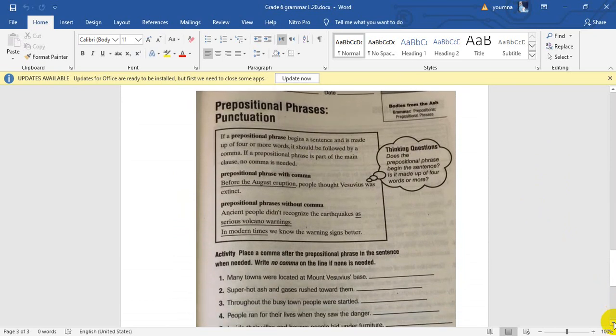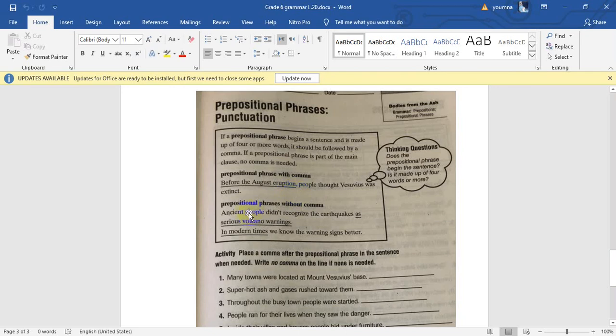So here we go, we have the prepositional phrases punctuation. Let's read the box together. If a prepositional phrase begins a sentence and is made up of 4 or more words, it should be followed by a comma. If a prepositional phrase is part of the main clause, no comma is needed. You will not need to add any comma. For example, before the August eruption, people thought Vesuvius was extinct. So here, before the August eruption, it's something separate from what we are going to say. So here we add a comma.